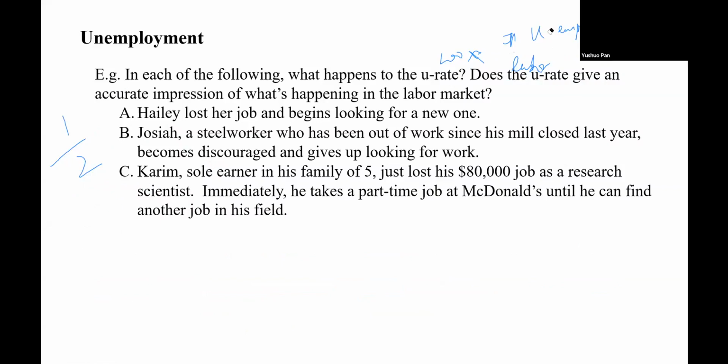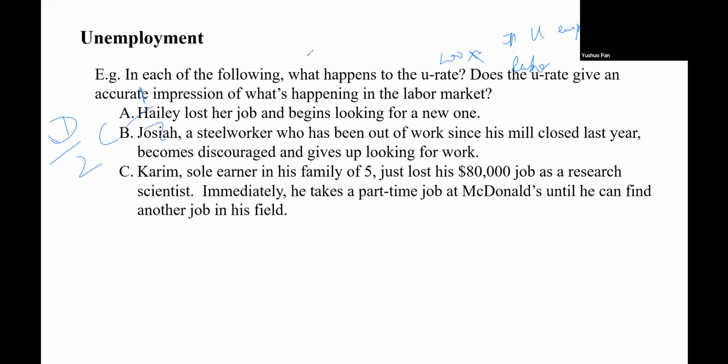And again, imagine that the initial number was a half. One person is unemployed, that is looking for the job, and another is already working. Two people there. Such as, a sole earner in his family of 5 just lost his job, which means that this $80,000, before he had a job, right? So the numerator, the number of unemployment, shouldn't include him before. And at this moment, immediately he takes a part-time job, which means after C, he's still in the labor market. He's still working, which means the number of unemployment doesn't change.